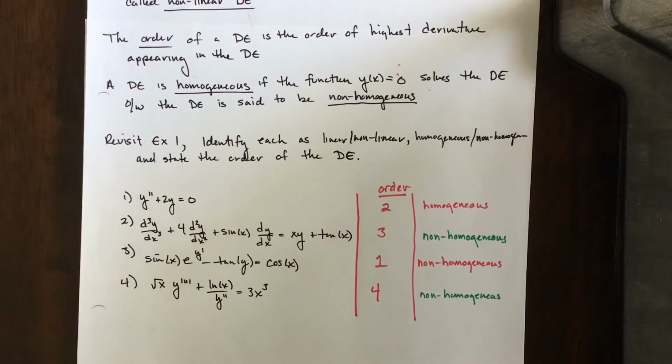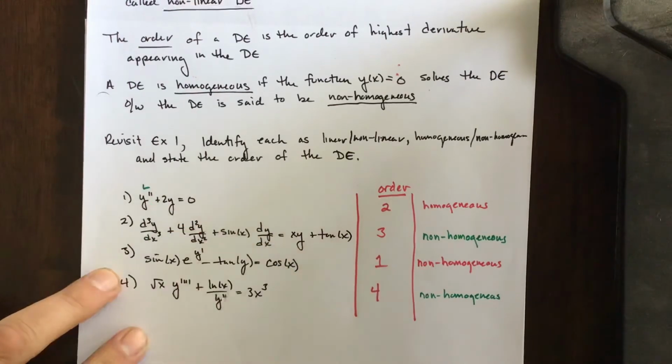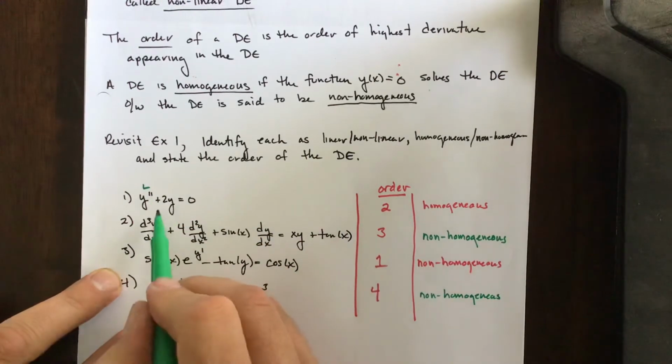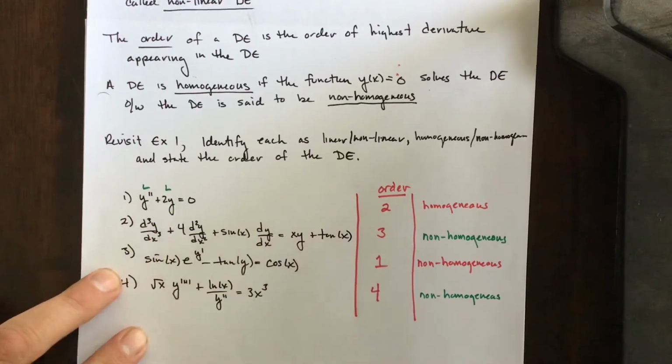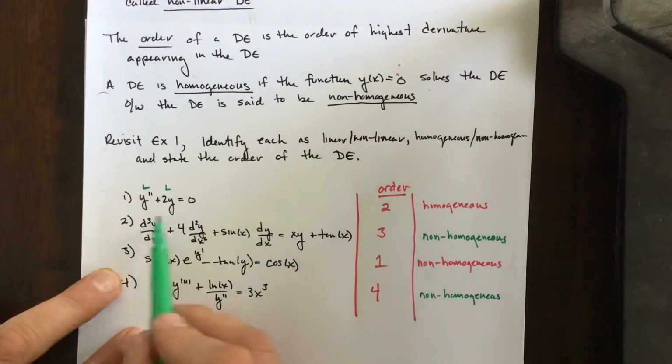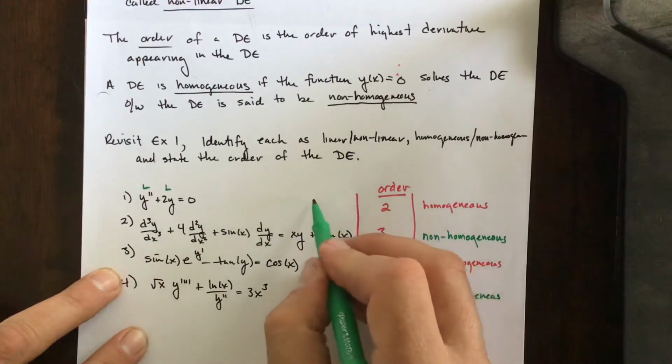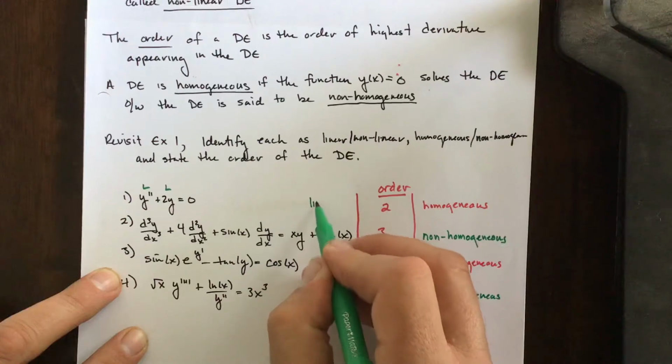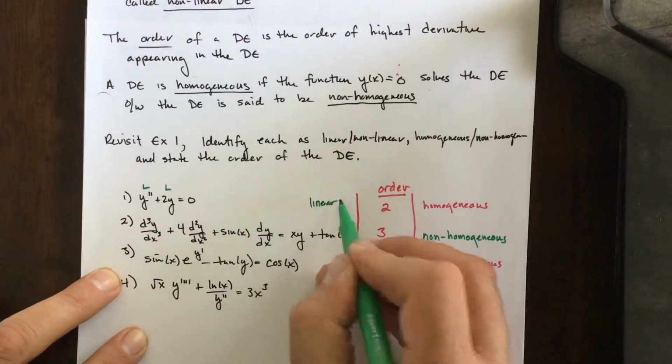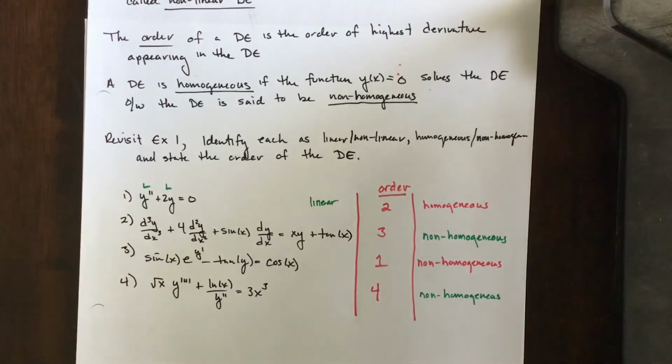I'm just going to say whether a term in the equation is linear or not. Y double prime we said was a linear operator. A constant times y was a linear operator. So this is a sum of linear operators, so this is a linear differential equation.